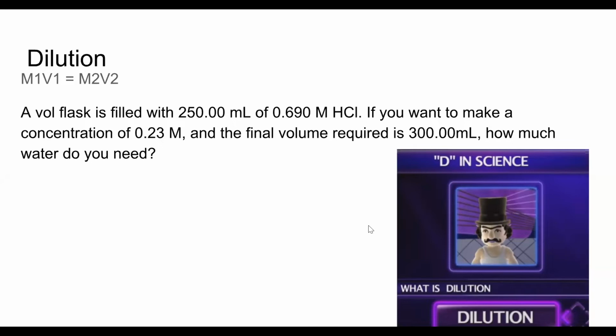So this problem is definitely a dilution problem, right? Because initially we are given 0.69 molar HCl, but we want 0.23 molar HCl. So this is a really good indicator that this is a dilution problem, and you have to use the equation M1V1 equals M2V2, because we're making the concentration of HCl go lower to 0.23.